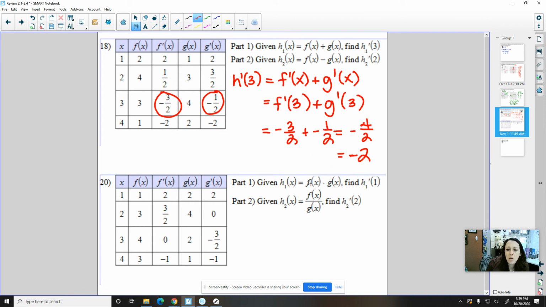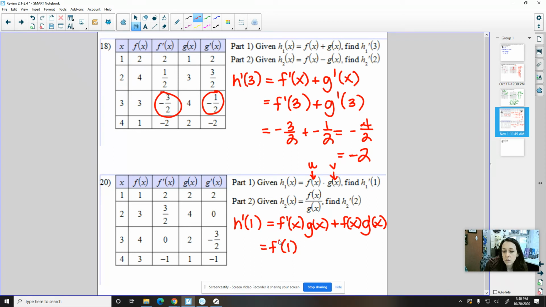Down here, however, they're asking you to do something very similar, except your first function is a product and your second function is a quotient. So you will have to use product rule and quotient rule for these two questions. Just remember, you're going to make whatever is first u and whatever is second v. So u prime v plus u v prime would look like this, and then you will plug in ones in this case and go find your numbers from the table.